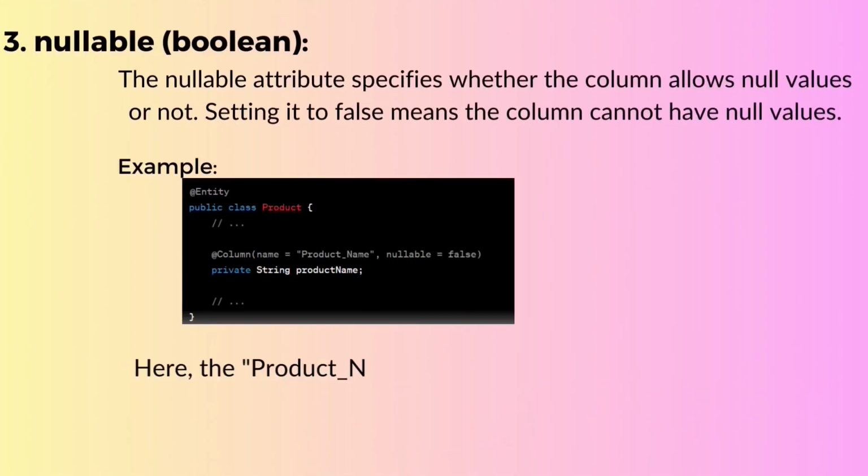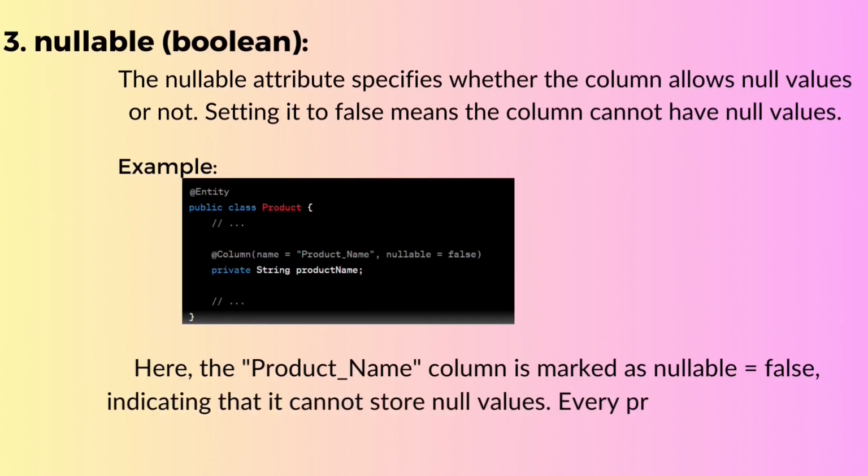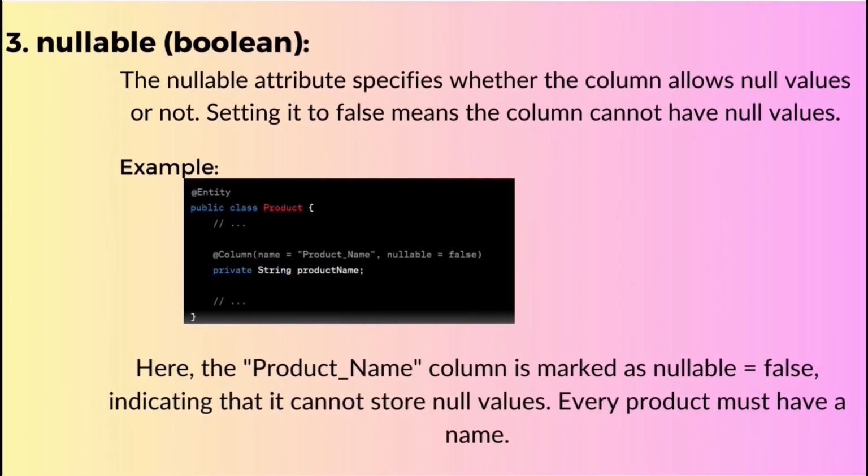Next one is boolean nullable. The nullable attribute specifies whether the column allows null values or not. Setting it to false means the column cannot have null values. In our example, product_name column is marked as nullable equal to false. It's indicating that it cannot store null values. Every product must have a name.